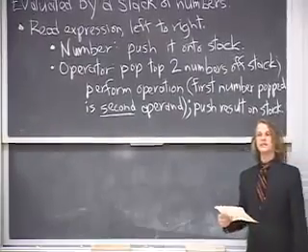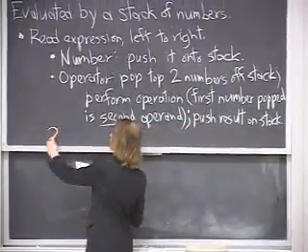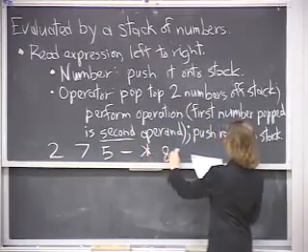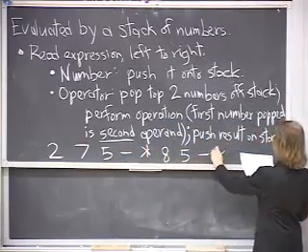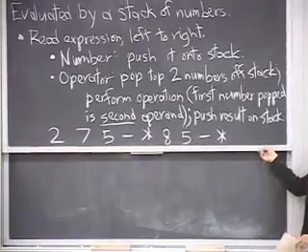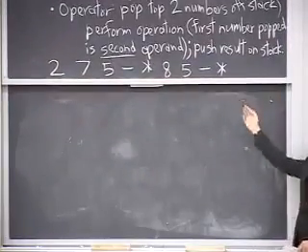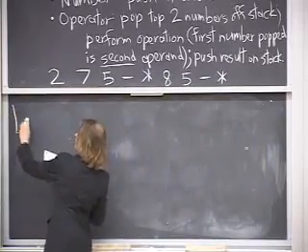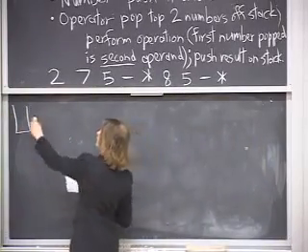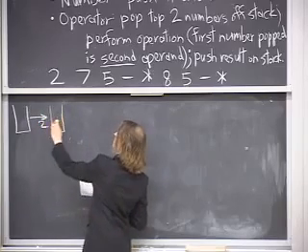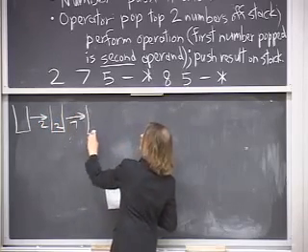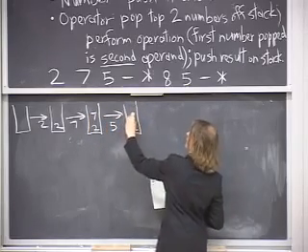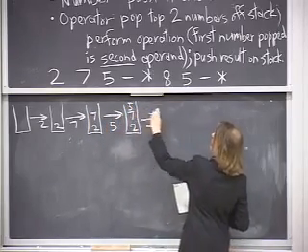So, to see an example of this in action, let's look at the numbers 2, 7, 5, minus, times, 8, 5, minus, times. There's a postfix expression. We want to compute its value. So there's our empty stack. First we read a 2. The 2 goes onto the stack. Then we read a 7. Then we read a 5. Then we read a minus.